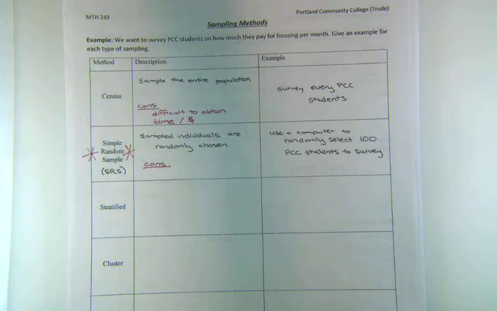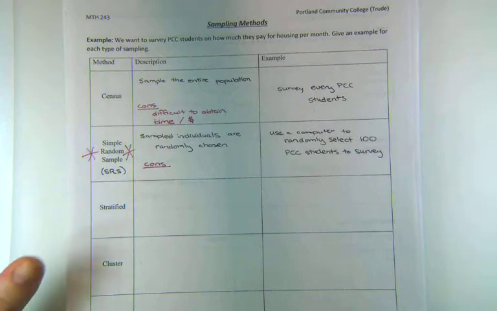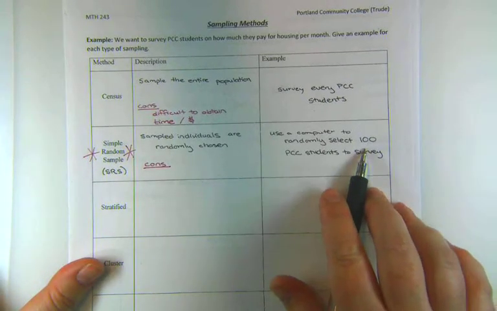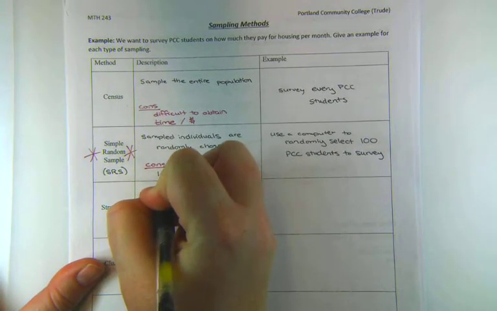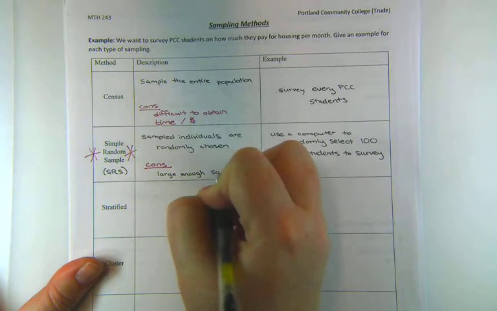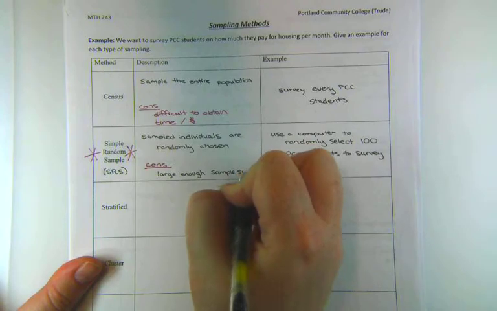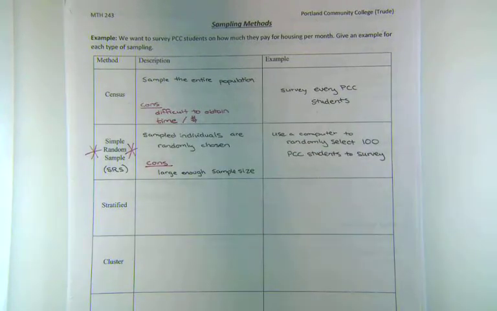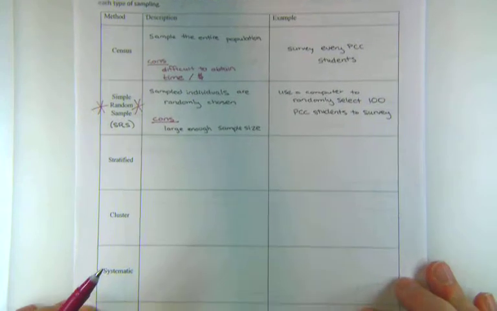The only kind of cons to this, because the pros are it would give us very good data and it'd be very diverse, the downfall, really the only one, would be sample size. We need to make sure we have a large enough sample size. For us, 100 is great. You just want to be careful if the researchers say, okay, let's just sample 25 students. That starts getting to the verge of too small.